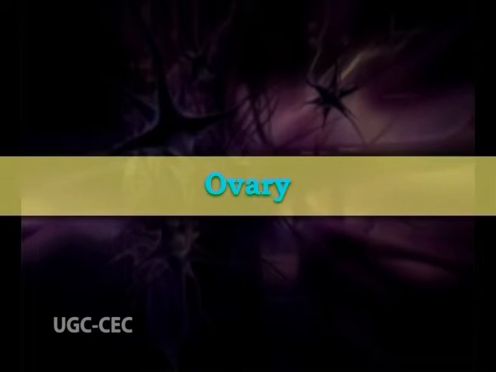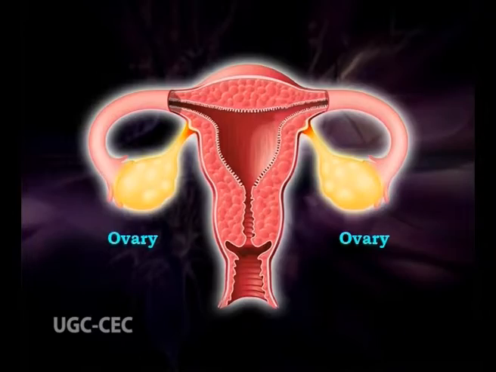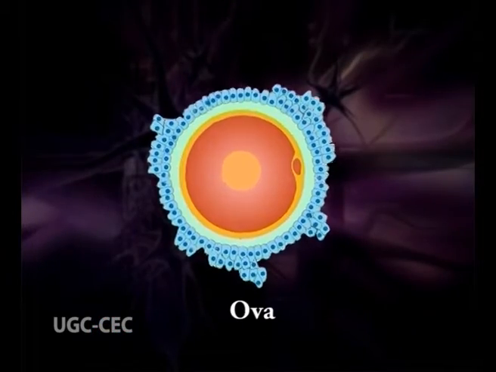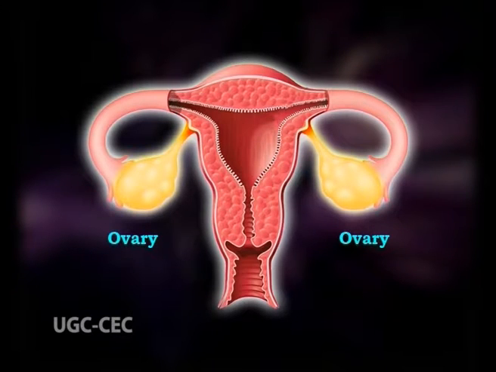Ovary. The ovaries are the female gonads responsible for the formation of ova. They also produce hormones that are responsible for the development of the female secondary sex characters and produce marked cyclical changes in the uterine endometrium. Each ovary is an oval structure about 3 cm long in diameter.